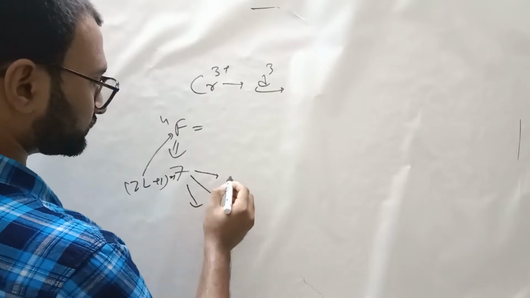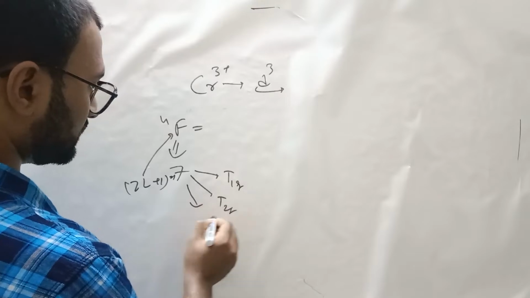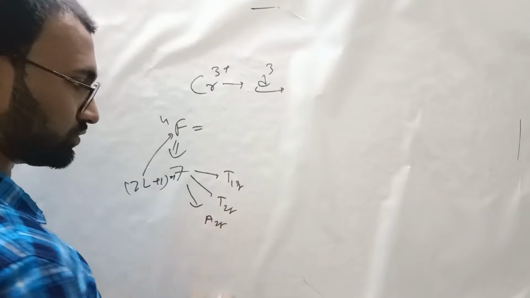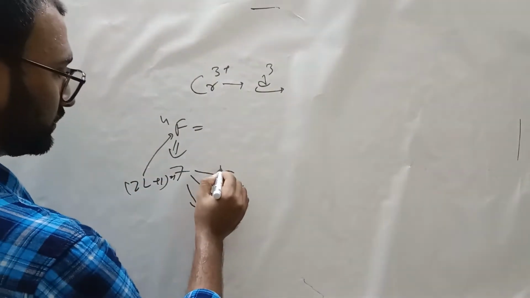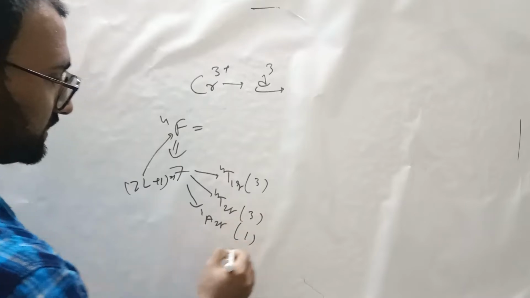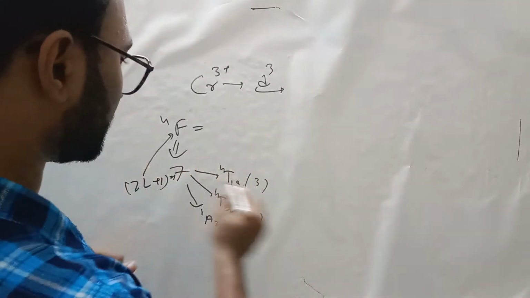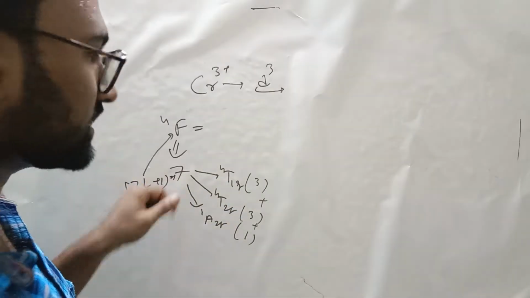That is T1g, T2g, and A2g. Now this is triply degenerate, this is triply degenerate, this is singly degenerate. So the total degeneracy will remain 7. You understood now? If you sum it up, the total degeneracy will be 7.